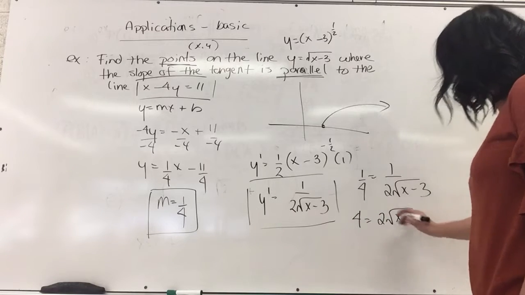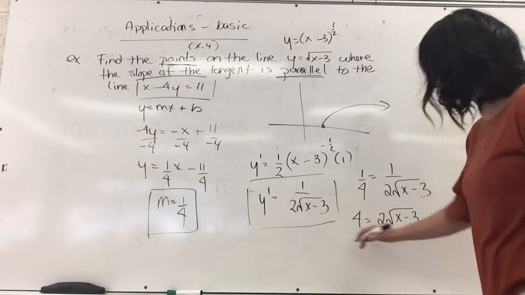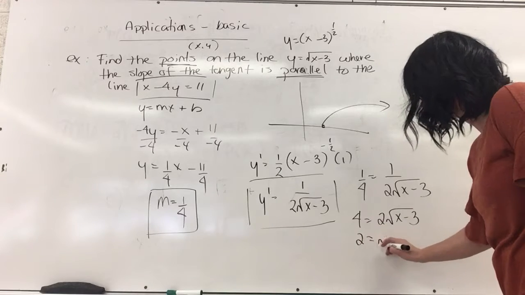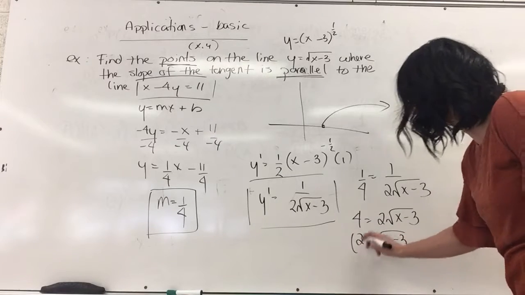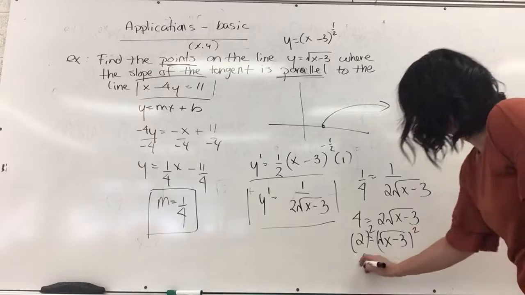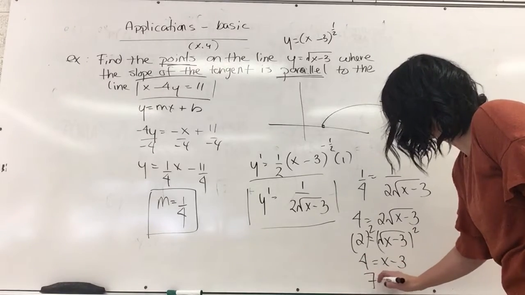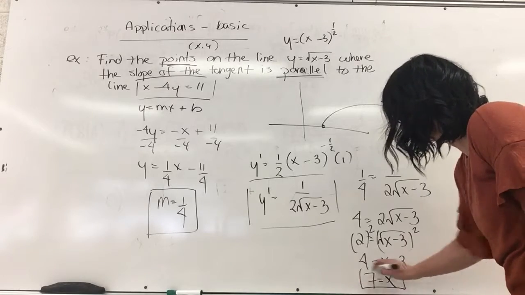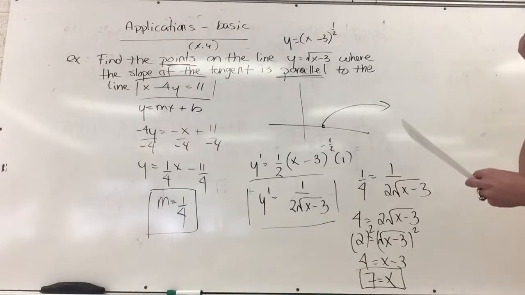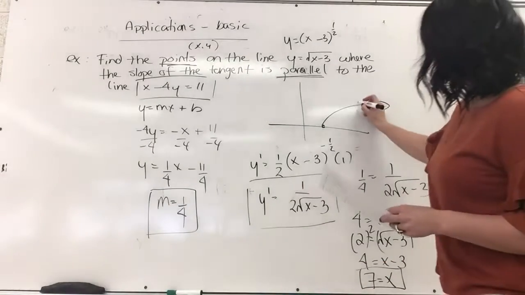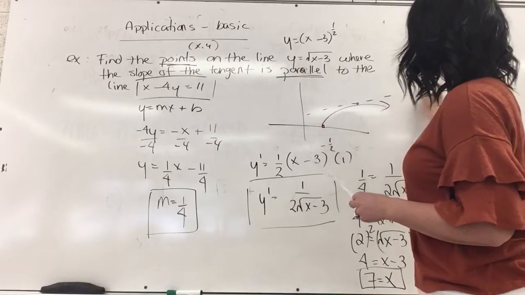Yep. So if 1 over 4 equals 1 over 2 root x minus 3, then obviously 4 equals 2 root x minus 3. So I'm just going to solve this radical. I'm going to isolate the radical, divide both sides by 2. Square both sides. So 4 equals x minus 3. Add 3 on the other side. X equals 7.